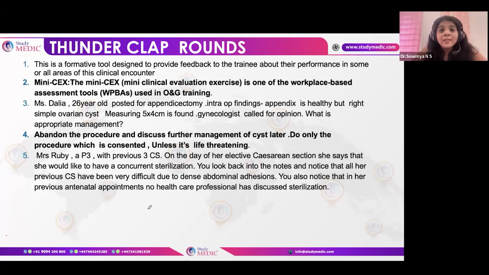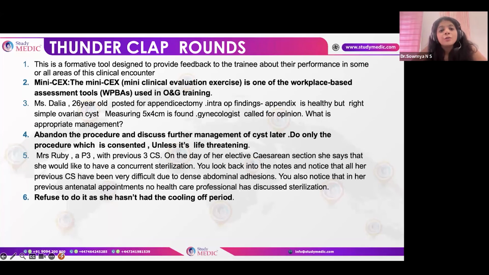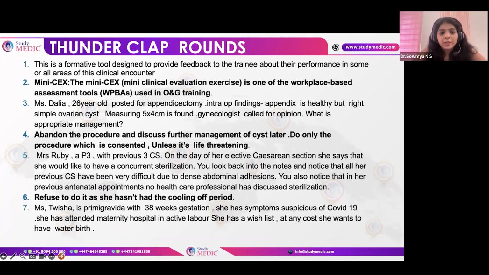However, whatever said and done, she is telling you on the day of her surgery, where she has not been given time to think. That's the cooling off period, and nobody has discussed the pros and cons so far. So you cannot do the procedure. You have to politely refuse, because sterilization is not a life-saving procedure, right? So she can come back, and if she wants to space, you can give her the option of LARC. But for your exam purpose, remember, you cannot do this procedure.